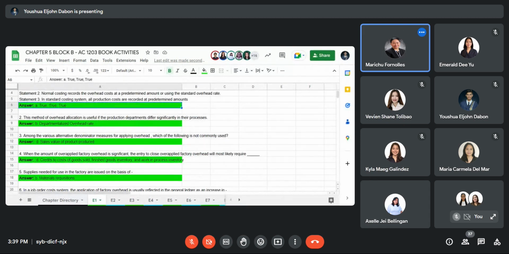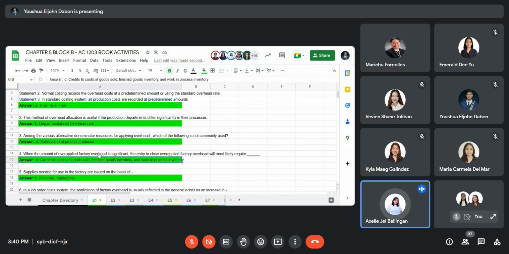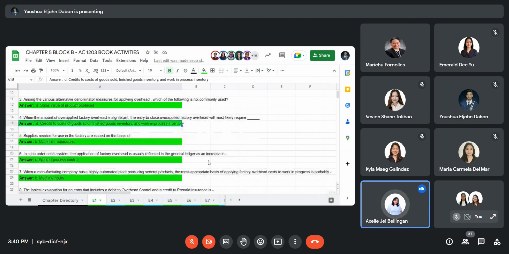Number 2. This method of overhead allocation is useful if the production departments differ significantly in their process. Answer is B, departmentalized overhead rate. Check. Number 3. Among the various alternative denominator measures for applying overhead, which of the following is not commonly used? The answer is letter D, sales value of product produced. Correct. Next, number 4. When the amount of over-applied factory overhead is significant, the entry to close over-applied factory overhead will most likely require, answer is D, credits to cost of goods sold, finished goods inventory, and work-in-process inventory.